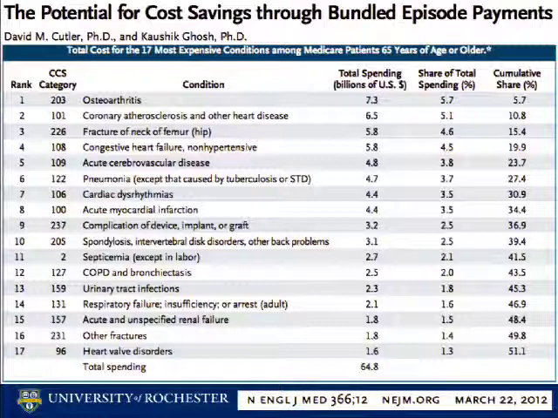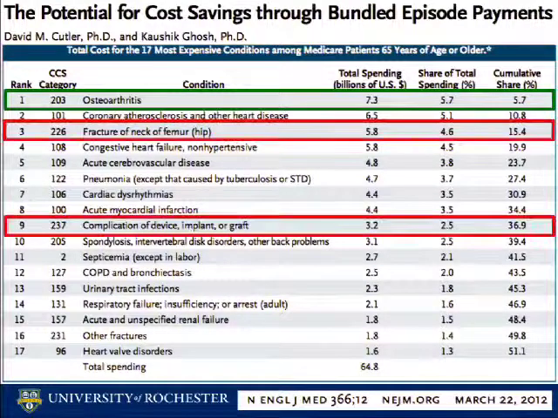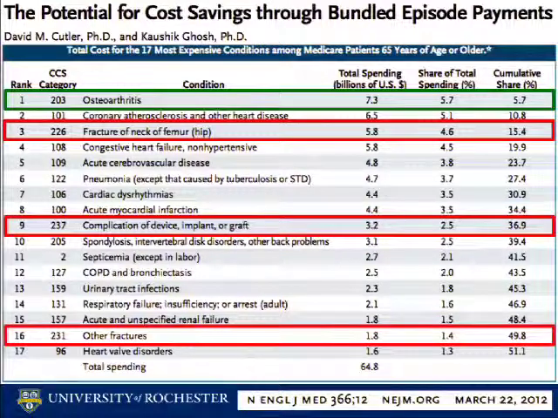Number one is osteoarthritis, and this is hip and knee replacements. But if you look, number 3, number 8, and number 16 are also related to bone injury or fracture. Number 3 is fracture of the neck of the femur, hip fracture. Number 7 is complications of the device, and many of these are hip fractures that have not healed, and other devices not healed. And then in aggregate, other fractures account for number 16.